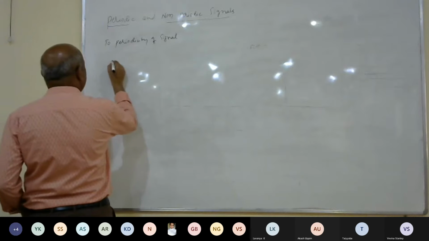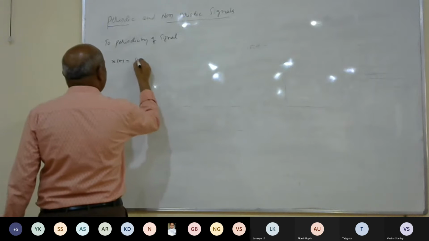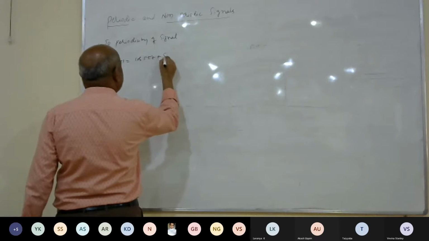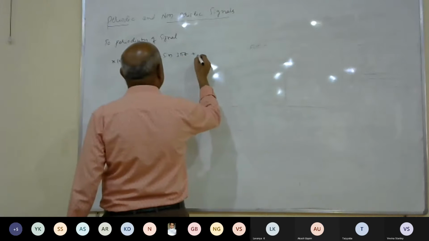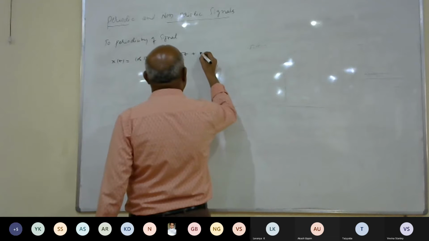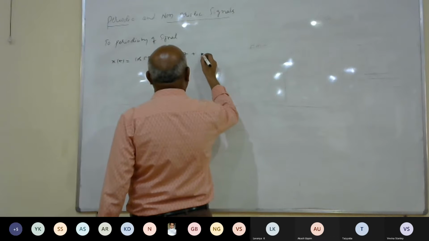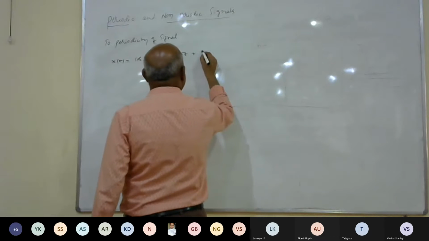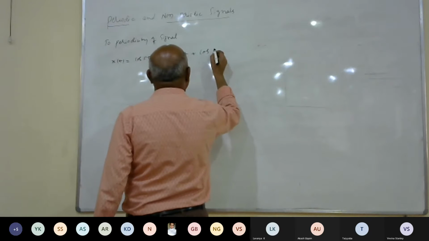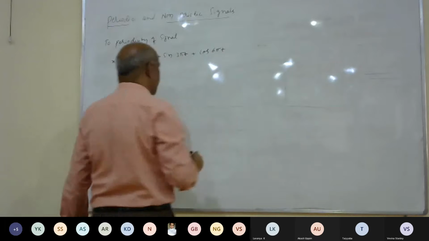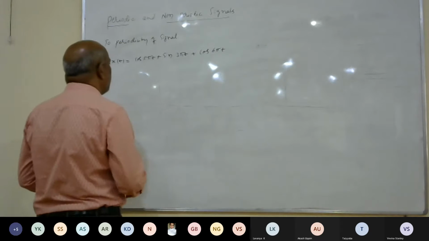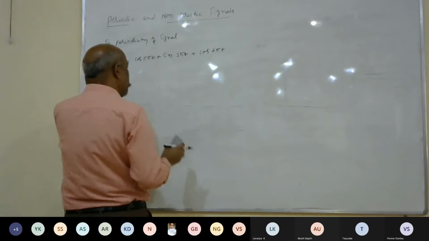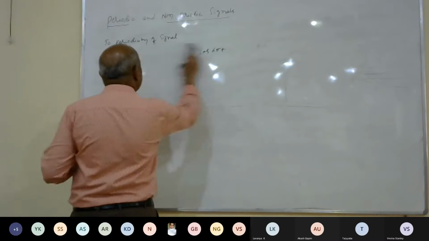Suppose you have a signal x of t is equal to cos of pi t plus sine of 3 pi t plus cos of 6 pi. Okay. Before that, we'll take one example. Suppose it has something like this.